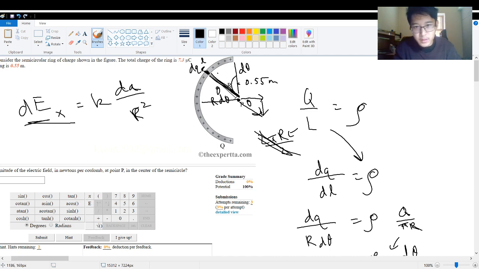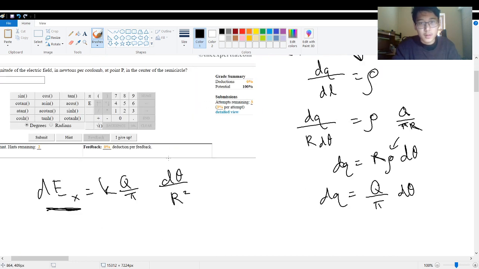And that way we can see that if we just use cosine of theta, then that will give us the x component of the electric field. So this should be cosine theta right here. So we had to add another cosine theta right here.